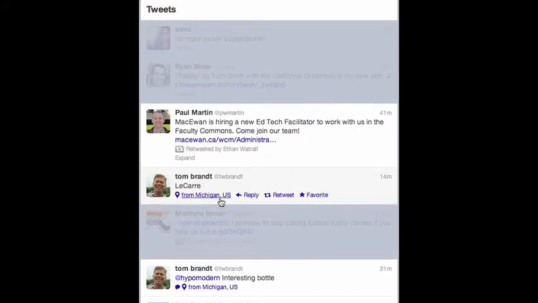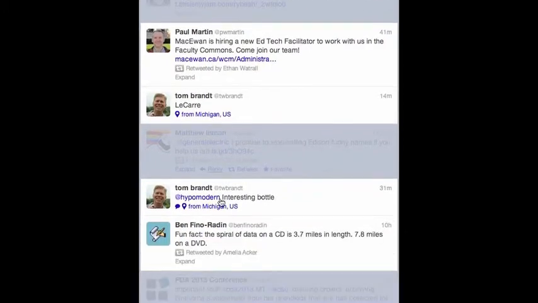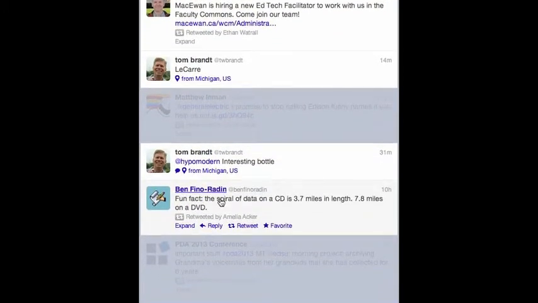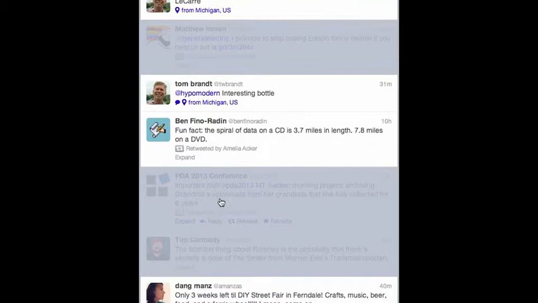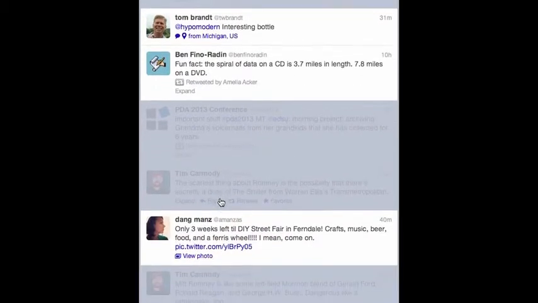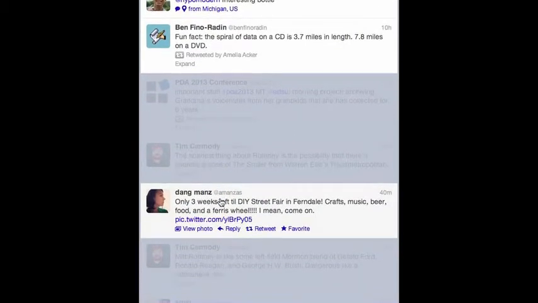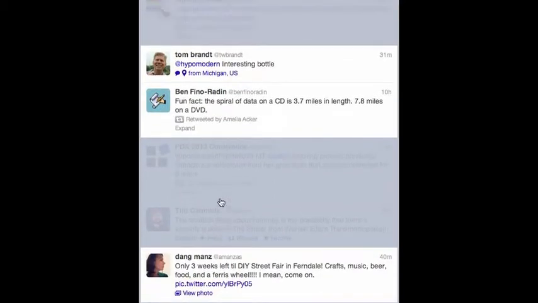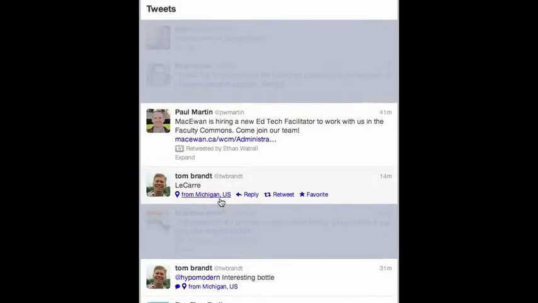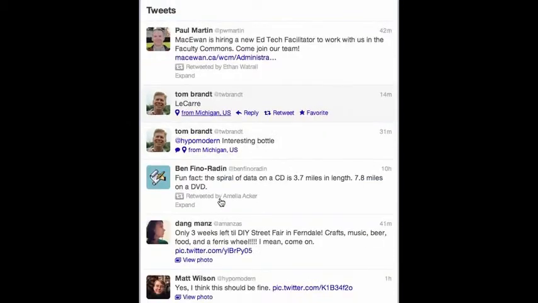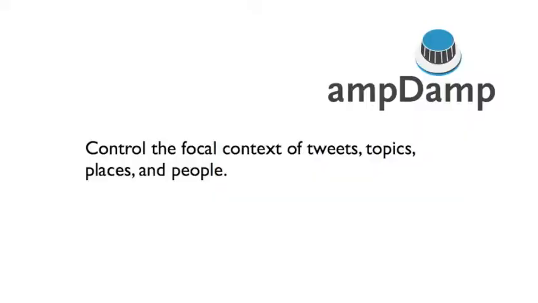AmpDamp allows you to rapidly focus your attention, read more effectively, and better leverage aspects of your social networks that are meaningful in different situations. It enables learning opportunities beyond random encounters, skimming, or tedious scouring to sort out what is relevant in the moment. AmpDamp gives you the power to balance these voices on your Twitter stream by providing dynamic control over the focal context of a given tweet, topic, place, or person.